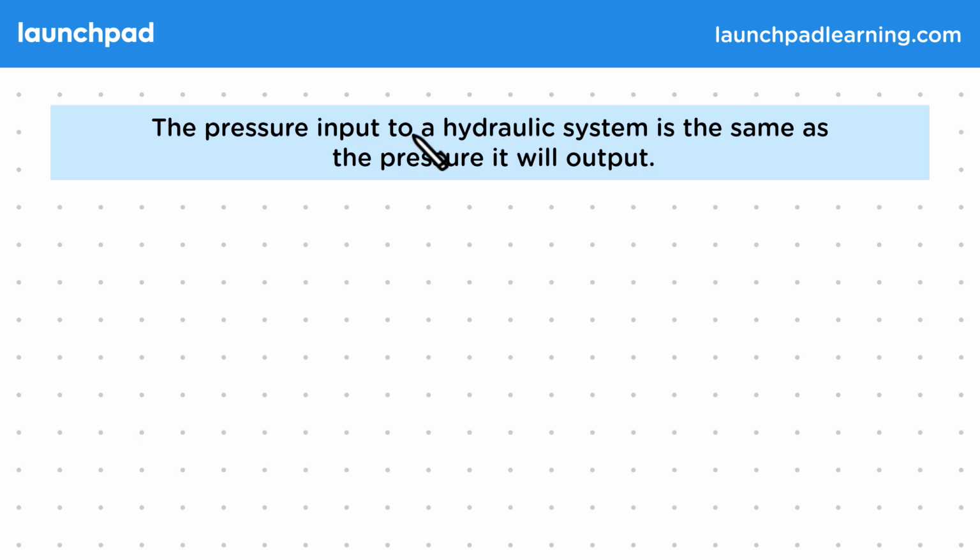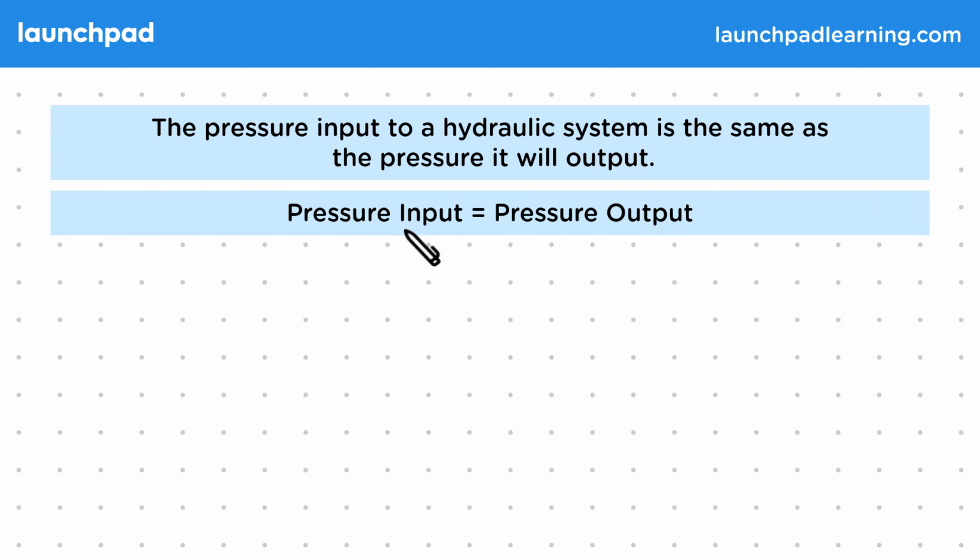The pressure input to a hydraulic system is the same as the pressure it will output. Remember that hydraulic systems work by transferring pressures through incompressible liquids, which helps transfer and amplify forces. When doing a calculation involving a hydraulic system, we should remember that the pressure input is equal to the pressure output, since the pressure must be the same throughout the entire liquid used.